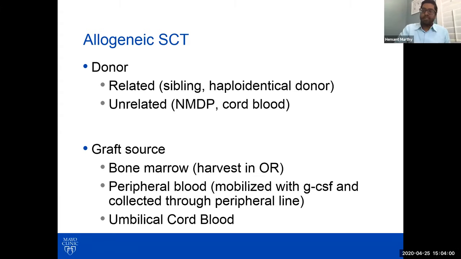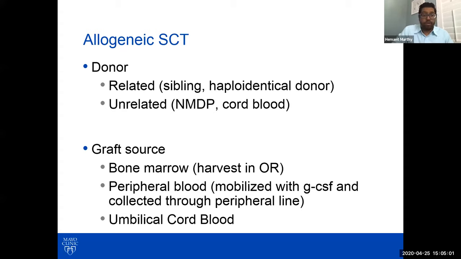So important things we know is, with an allotransplant, who is a donor? A donor is typically either related or unrelated, and a related donor is a full sibling, or a haploidentical donor, which can be a parent or a child, or a sibling that isn't a full match. If we cannot identify a related sibling, we have unrelated donors who donate and participate in banks and donor programs, such as the National Marrow Donor Program. In addition, for people who don't have donors, there are banks where we store umbilical cord blood, and that has the ability to be used in an allogeneic transplant.